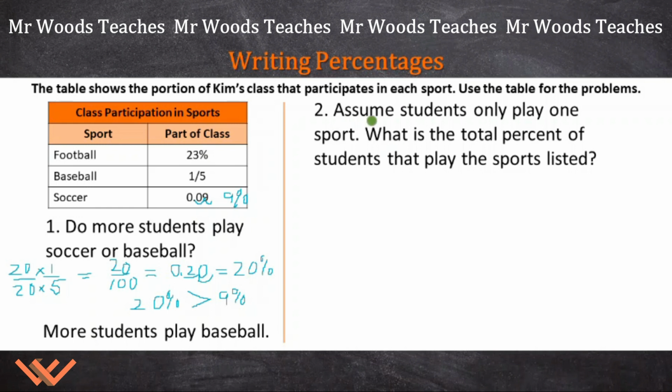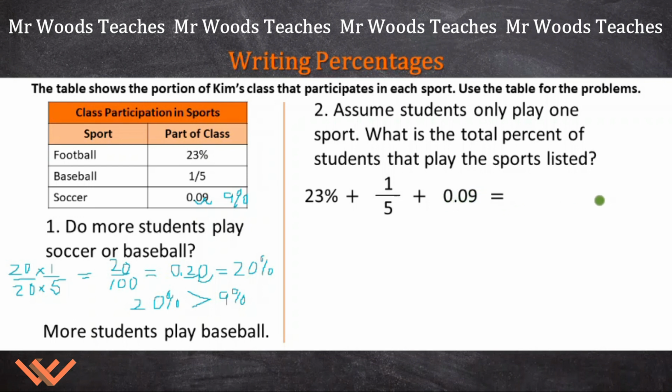Question number 2. Assume students only play one sport. What is the total percent of students that play the sports listed? We need to add all of this up. Let's see how that looks. Well, here we go. We've written it out. I have 23% for the football, 1/5 for baseball, and 0.09 for soccer. How do we add all of that up?